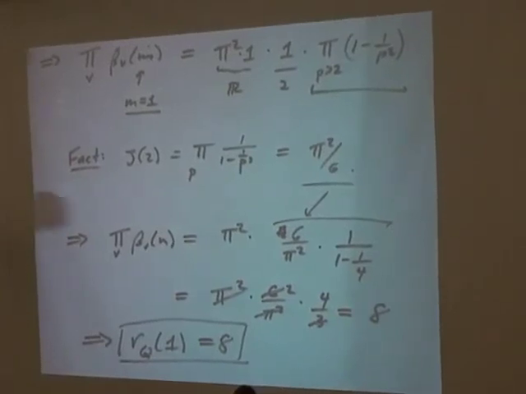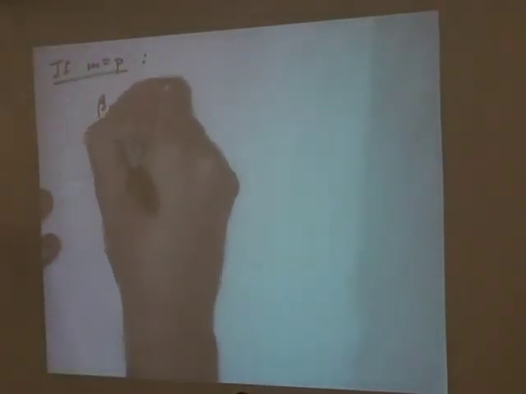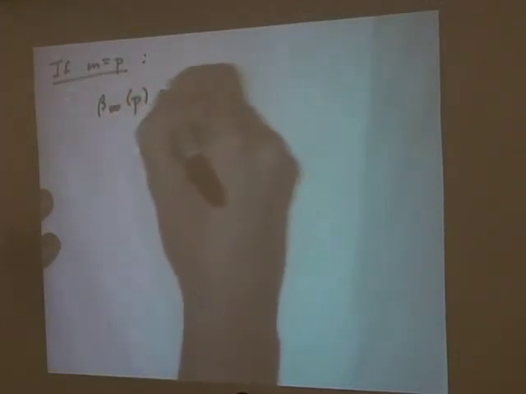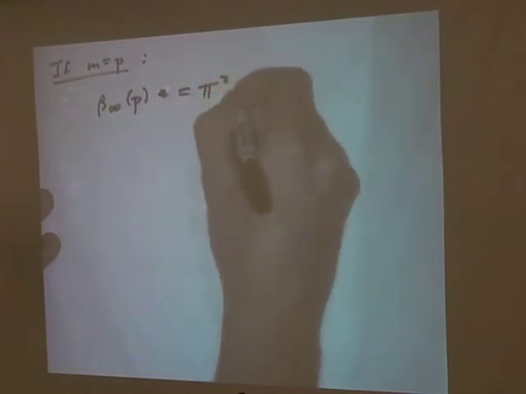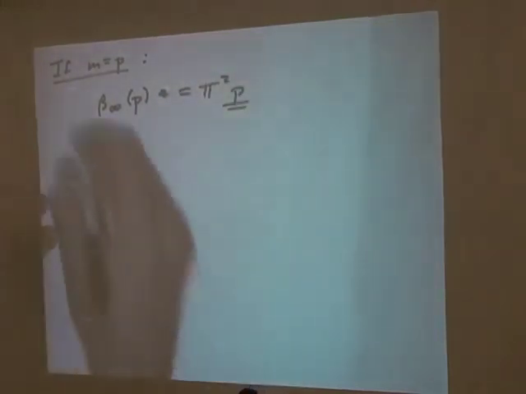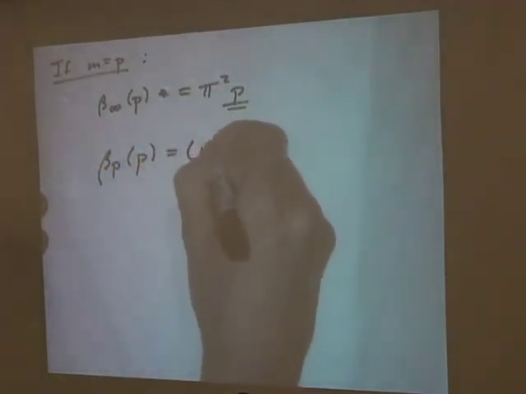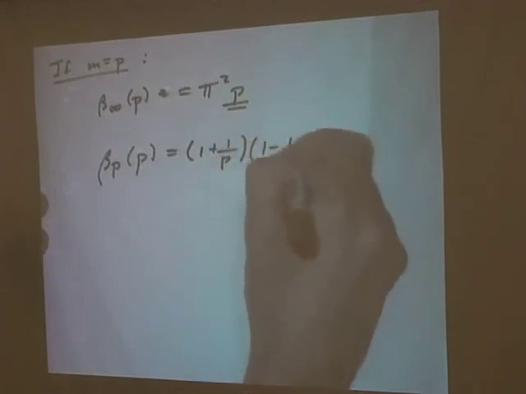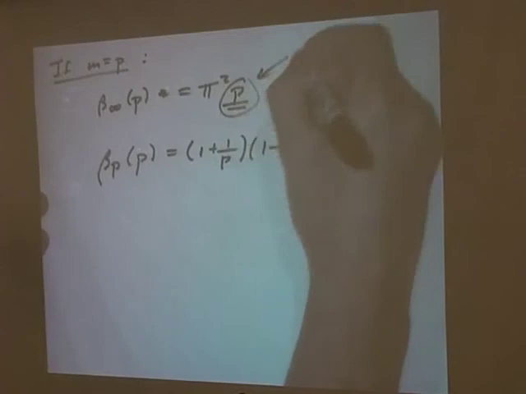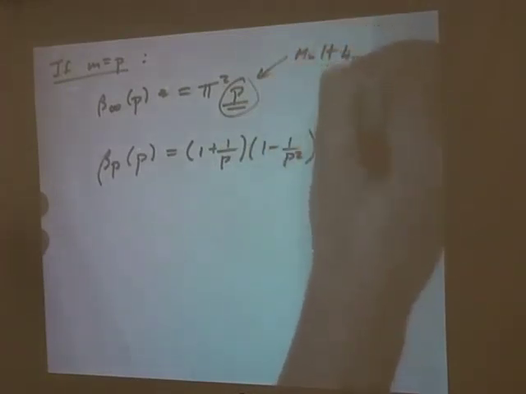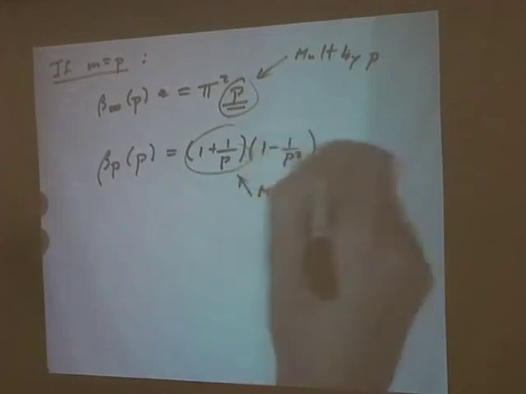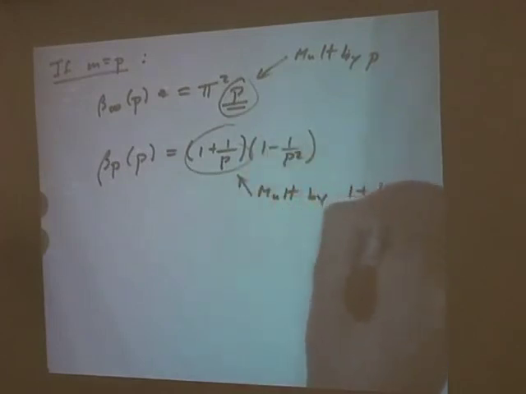That's not so interesting. So you can actually, if you take m to be equal to p, then you have to adjust only 2 things in this formula. Okay? The first thing is that the factor at infinity goes from pi squared to pi squared p. Okay, so it gains a factor of p. And the factor at p, you can work out, again, with the Gauss sum. This is 1 plus 1 over p times 1 minus 1 over p squared. Okay? So here we've adjusted by multiplying by p. And here we've adjusted by multiplying, so the old factor was this, by 1 plus 1 over p.